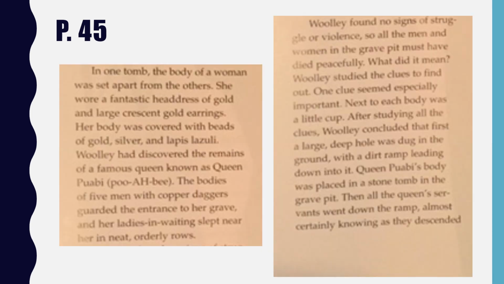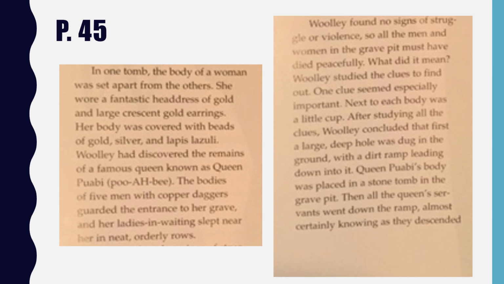And in one tomb, he found the body of a woman set apart from the others. She wore a fantastic headdress of gold and large crescent gold earrings. Her body was covered with beads of gold and silver and lapis lazuli. And Woolley had discovered the remains of a famous queen known as Queen Puabi. The bodies of 5 men with copper daggers guarded the entrance to her grave, and her ladies in waiting slept near her in neat, orderly rows.